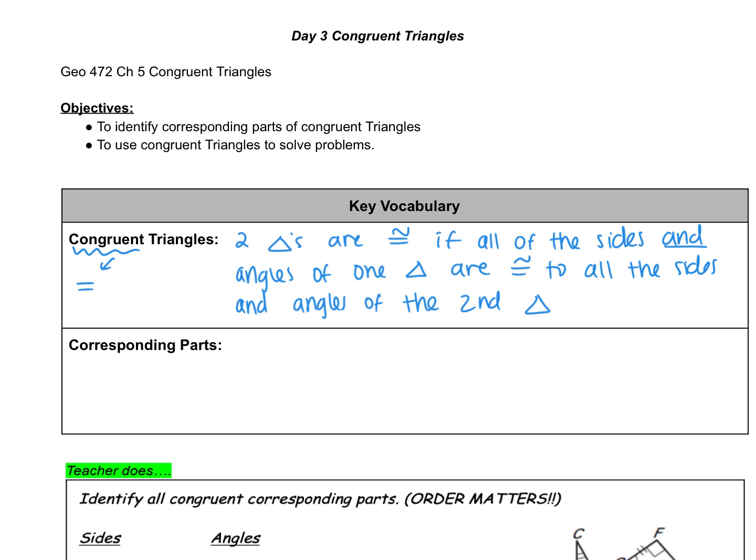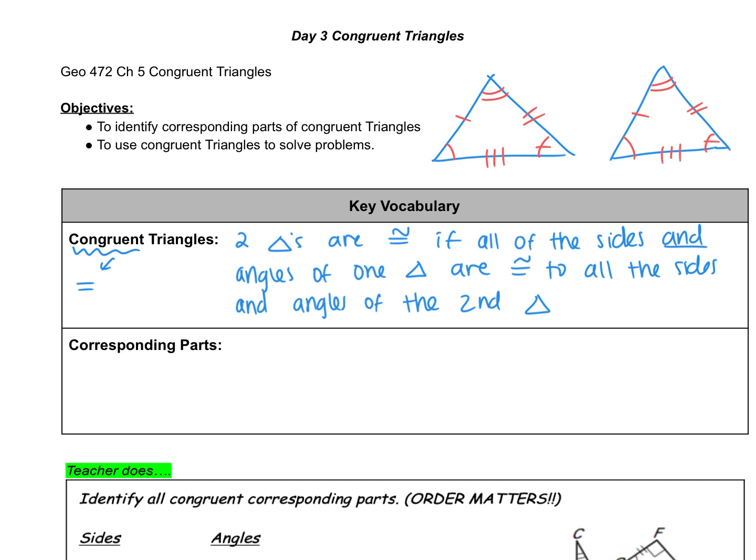As a picture, here's what I mean. If we draw two triangles, these triangles are congruent if all the sides on the first triangle are congruent to all the sides on the second triangle. So these sides are congruent. These sides are congruent. These sides are congruent. That's not enough, though. It has to be sides and angles. So I would also need to show these angles are congruent. These angles are congruent. And these are congruent. Now these two triangles are congruent.